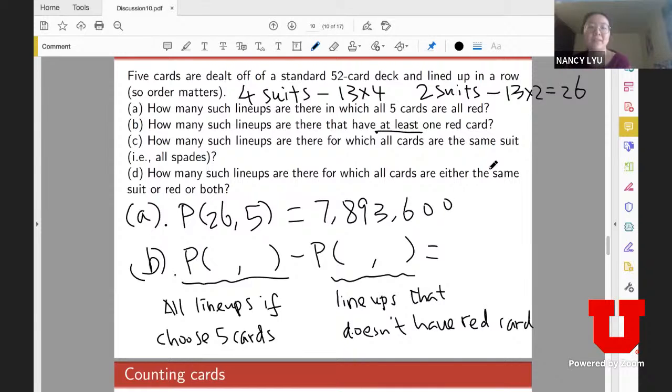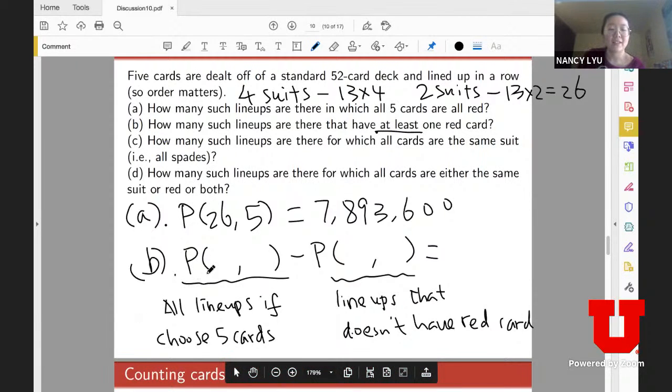I think the lineup only means that you just line up the cards in the order you pick, not from the smallest to the largest. Okay. Is that clear? Yep. Okay, all right, so let's get back to this.